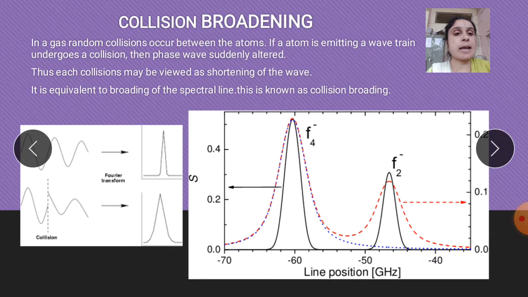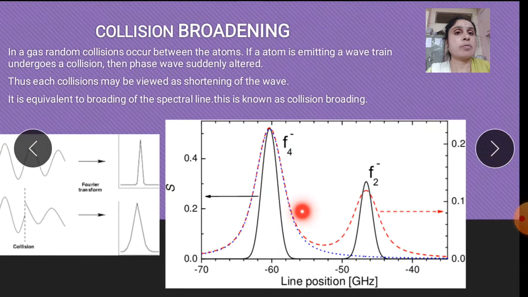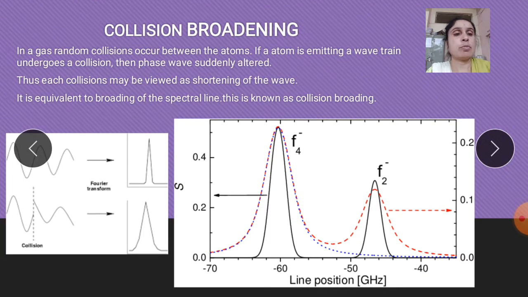As you can see in this diagram, we get the lines in the form of a spectrum. The lines are converted by the collision of the waveforms, and then that mechanism is converted into a wave-like structure. So, in this way we get the collision broadening mechanism.